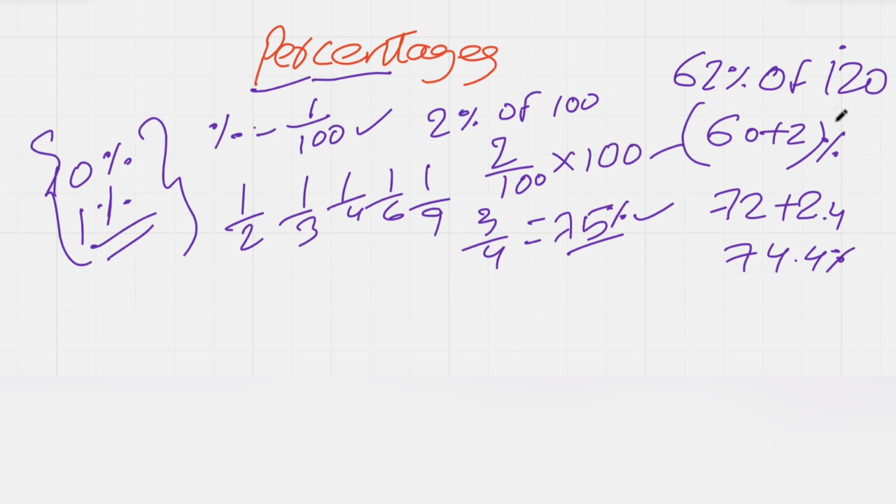In 120, the 10% value is 12, and in that I want 60%. So 60% is 12 times 6, which is 72. So 72 is the value of 60% of 120. And the 1% value in 120 is 1.2, but I want 2%, so 1.2 times 2 is 2.4. So 72 plus 2.4. Just try to practice, and you will get clarity on this process.